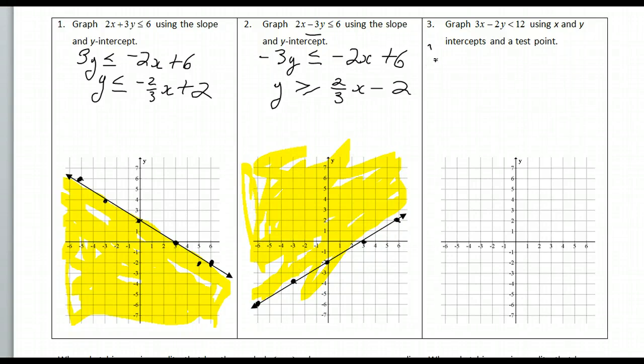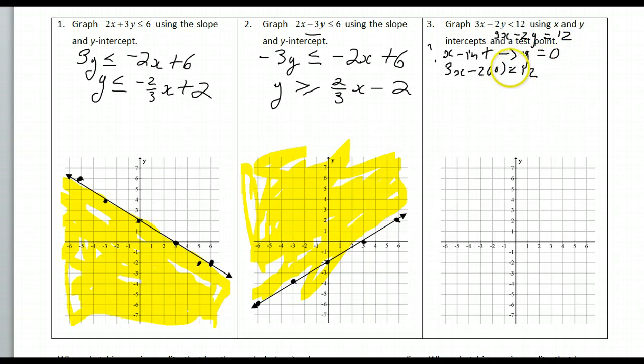Okay, last one. Graph 3x minus 2y is less than 12 using x and y-intercepts and a test point. Okay, so x and y-intercepts. To find the x-intercept, we set y equal to 0. That'll give us 3x minus 2 times 0 is less than 12. Now in this case, really we want the line, so instead we're going to graph 3x minus 2y equals 12.